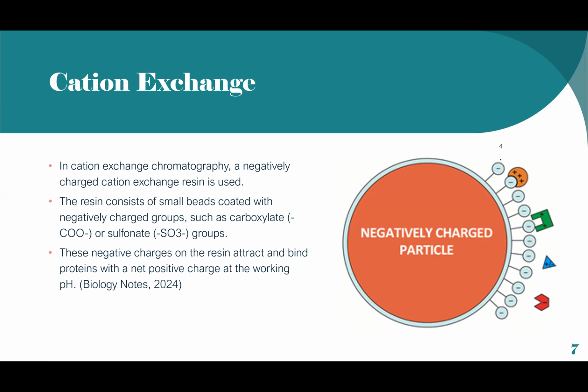In cation exchange chromatography, a negatively charged cation exchange resin is used. So the resin that's within the column is what's going to determine the difference in these charges. The resin consists of small beads coated with negatively charged groups such as carboxylic or sulfonate groups. These negative charges on the resin attract and bind proteins with a net positive charge at the working pH. And here's a picture of the charges binding.